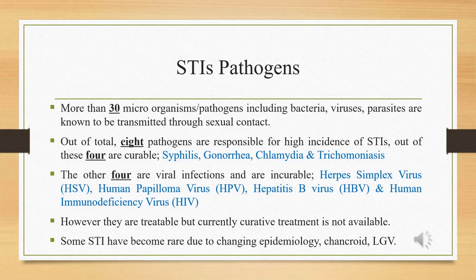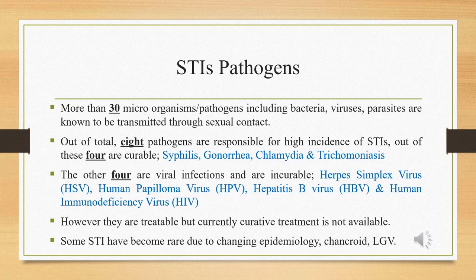More than 30 microorganisms or pathogens, including bacteria, viruses, fungi, and parasites, are known to be transmitted through sexual contact. But only 8 pathogens are responsible for high incidence of STIs. 4 pathogens cause curable infections or diseases, and the other 4 cause non-curable infections. Curable STIs include syphilis, gonorrhea, chlamydia, and trichomoniasis, and non-curable STIs include herpes simplex, human papillomavirus infection, hepatitis B infection, and AIDS caused by HIV virus.